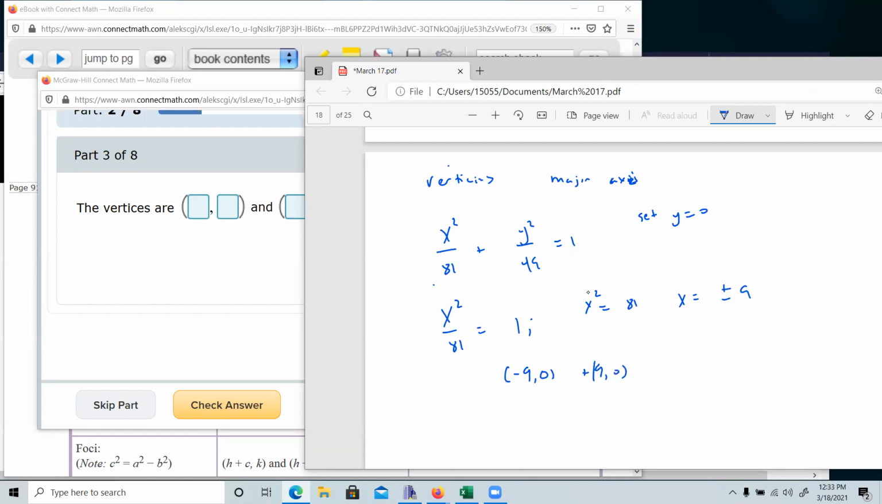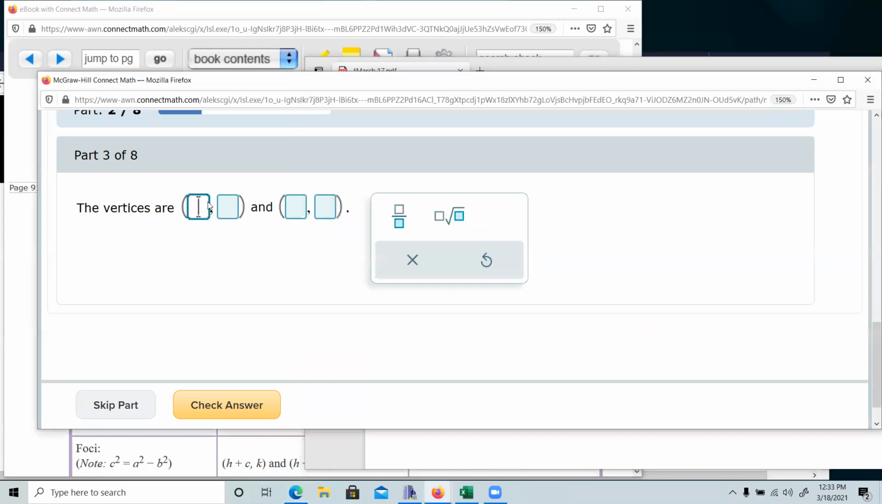If the center was offset, then this y value, this 0 here, would be the y value, and the 9s would be from the center. So it would be negative 9 plus h, and 9 plus h. We'll do one that doesn't have a (0, 0) center soon enough. But for now, just realize that if the center's not at the origin, this is a little bit harder to track, but not by much. So we have (-9, 0) and (9, 0). All right.